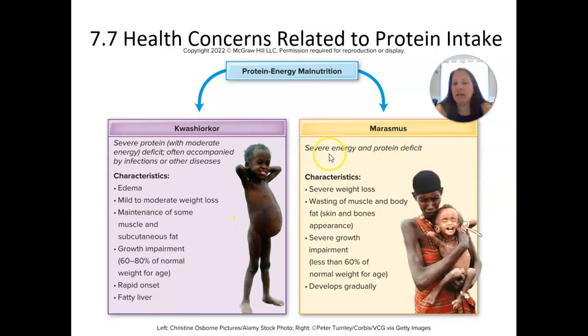In marasmus, this is, again, a protein deficiency, but these individuals also have a severe energy deficiency. So again, severe weight loss, wasting of muscle and body fat. So individuals who have this condition have that skin and bones appearance. Again, severe growth impairment. Individuals here weigh less than 60% of their normal weight for their age, and this develops more gradually. So it has a more gradual onset. Again, both are the result of not getting adequate levels of protein. They're both forms of malnutrition, undernutrition.